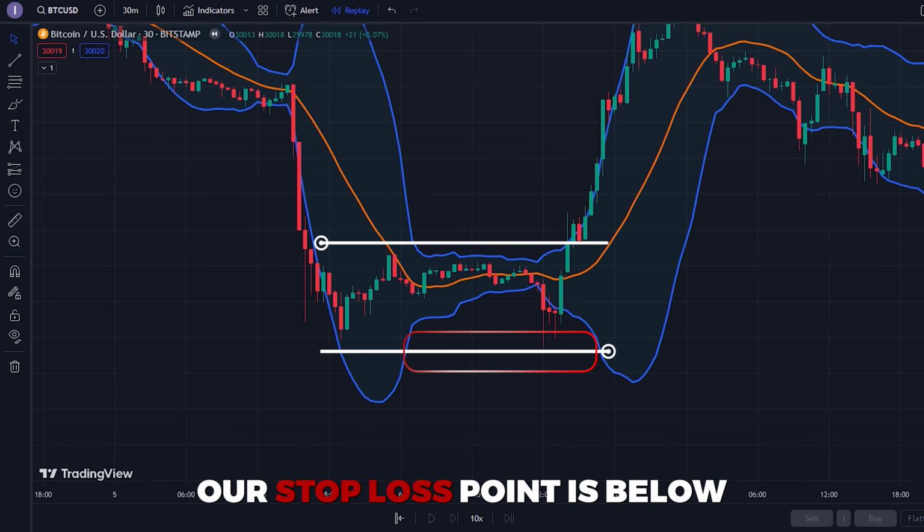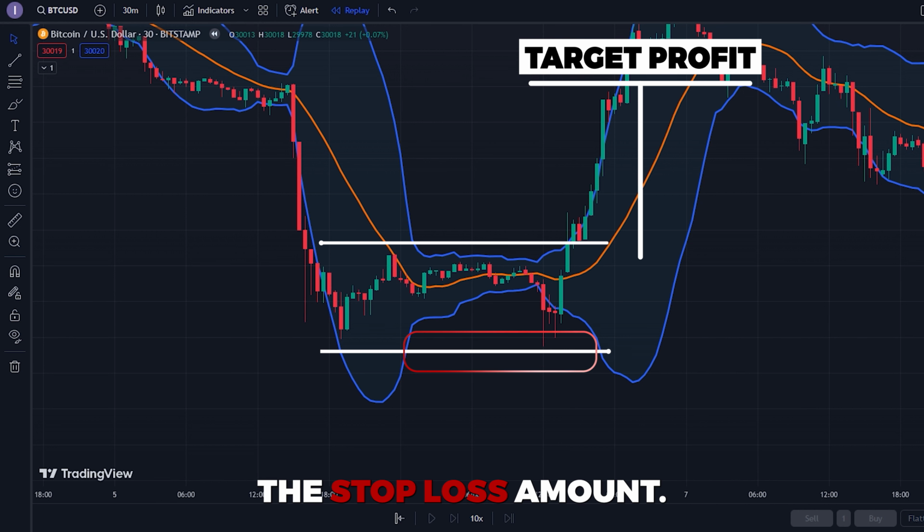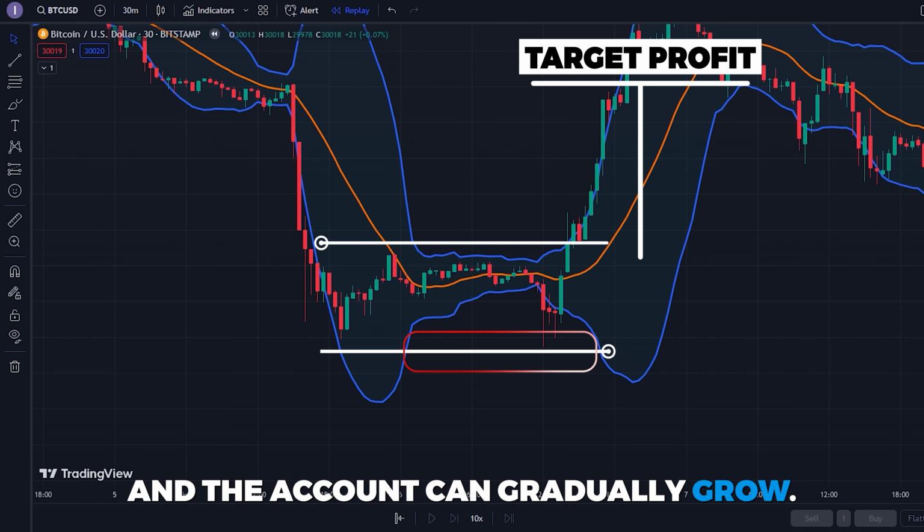Our stop loss point is below the resistance line. The target profit range is set at twice the stop loss amount. In this way, the profit and loss ratio can be increased and the account can gradually grow.